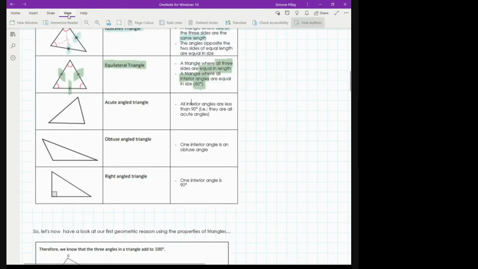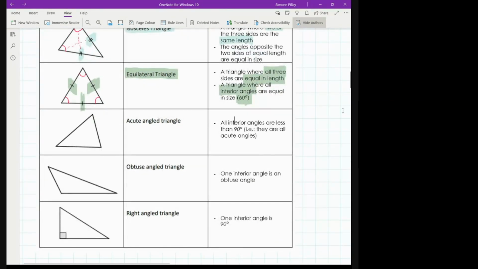Then, the next thing that we can do is we can classify our triangles based on their angles. So, when we have a triangle and we don't know the lengths of the sides, maybe we can classify these triangles based on their angles. So we have our first one over here, which is called an acute angled triangle. And let's read what it is. This is where all interior angles are less than 90 degrees. In other words, they are all acute angles.